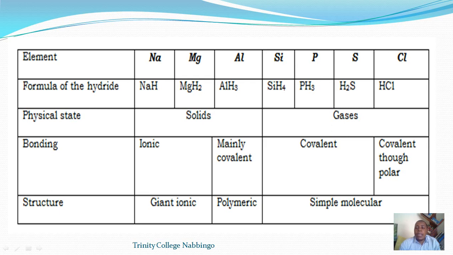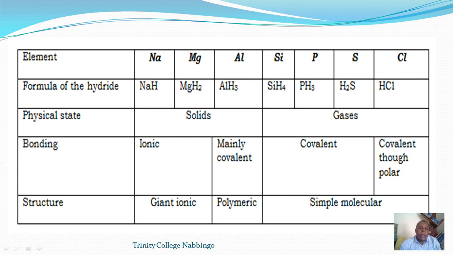Chlorine, its hydride, which is hydrogen chloride, is also covalent, but it is polar. This is as a result of hydrogen and chlorine having differences in electronegativities, resulting in a biased distribution of the electrons within the bond. So that's why we are saying it is polar.